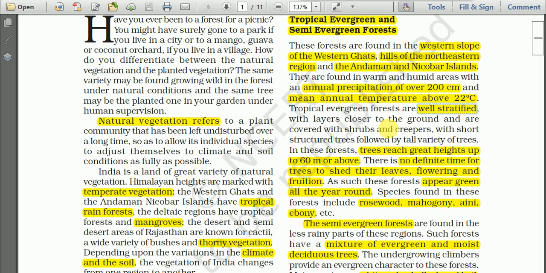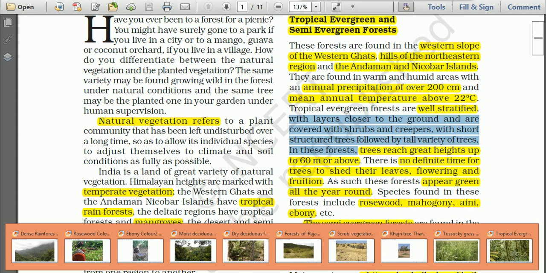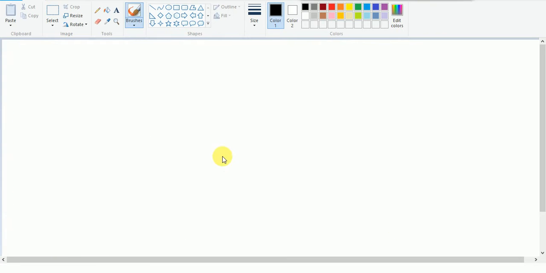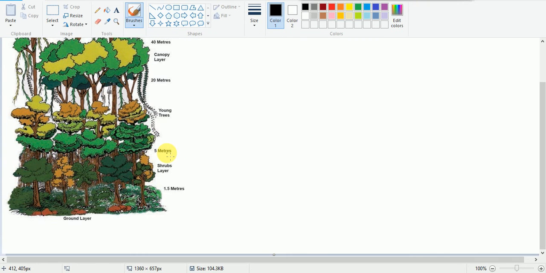Tropical evergreen forests are well stratified, means it has different layers, with layers closer to the ground covered with shrubs and creepers with short structured trees followed by a tall variety of trees. So it means that tropical evergreen forest has different layers. About this we have another picture. It is taken out from the lower class book.